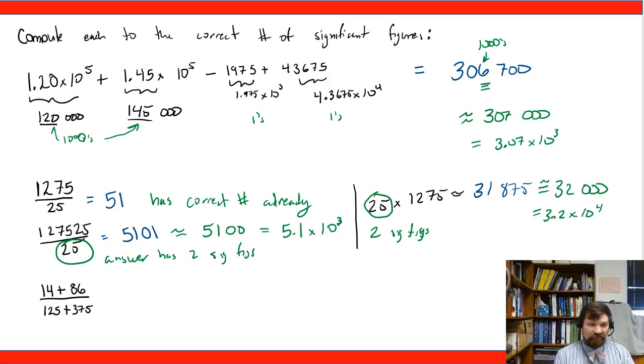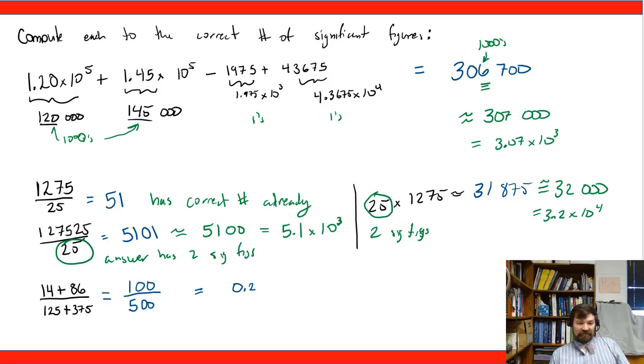Okay, so let's look at this last one. So I have 14 plus 86, which is, for what it's worth, 100, divided by 125 plus 375, which is 500. Now, how many significant figures should this go to? Obviously, 100 over 500 is 1/5, which is 0.2. But we now ask, are these zeros significant, yes or no? And the answer is yes.